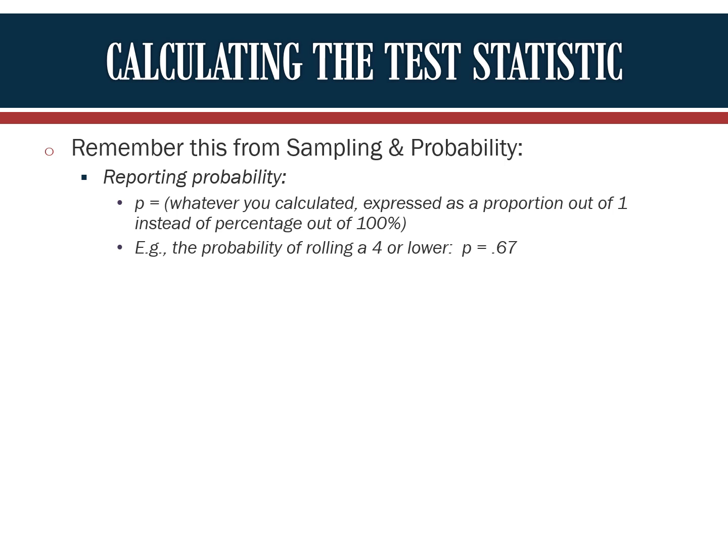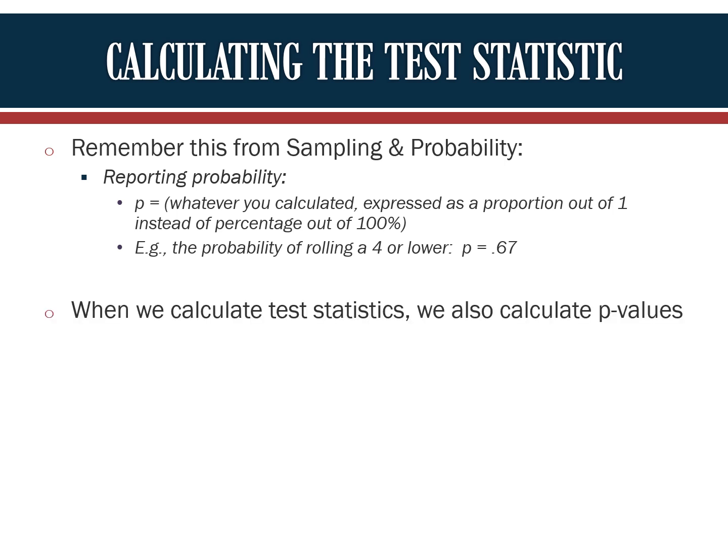All right, now remember this from sampling and probability. We talked about reporting probability. P equals whatever you calculated, expressed as a proportion out of 1 instead of a percentage, right? So p equals a proportion. We talked about the example of the probability of rolling a 4 or lower on a 6-sided die. That probability is 0.67 or 67%. So we report that probability by writing lowercase p equals 0.67.